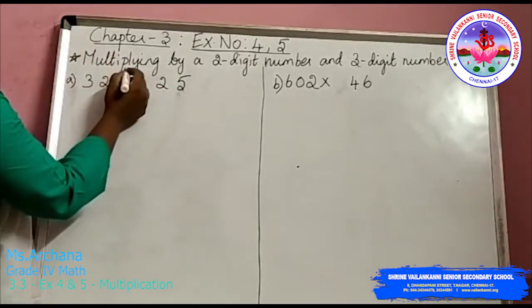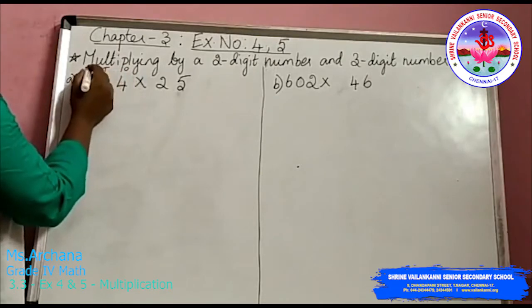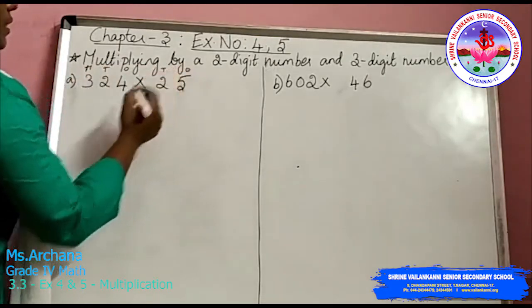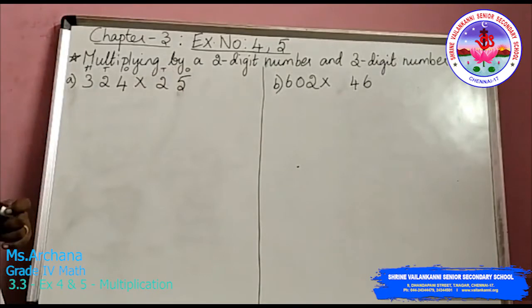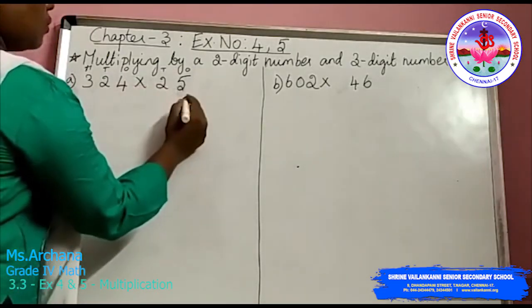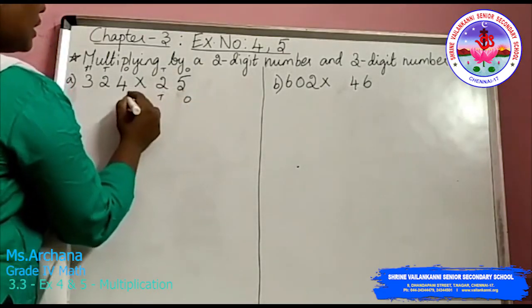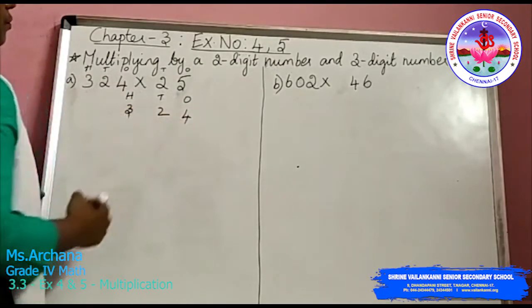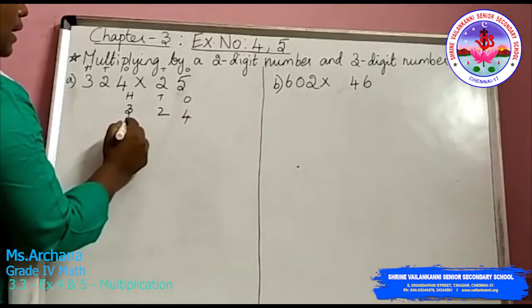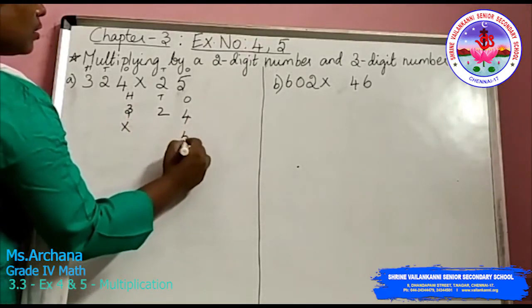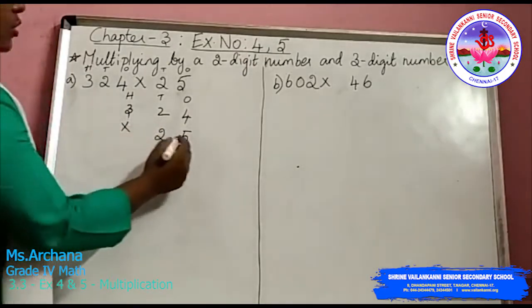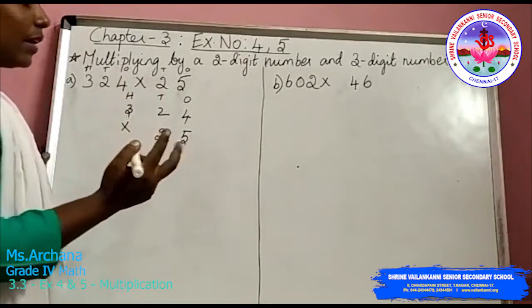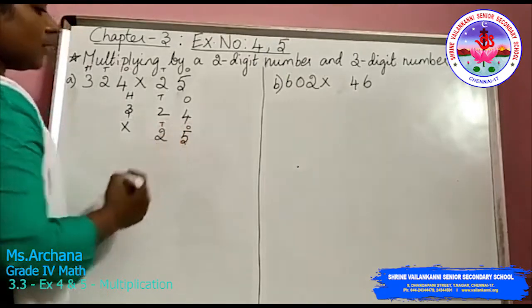number. So here I am writing the place values ones, tens, hundreds. In exercise 3 we saw how to do multiplication with a 1 digit number. The same concept is applied here. So first ones, tens, hundreds I am writing for this number: 4, 2, 3. This number has to be multiplied with 25. This 25 is a 2 digit number which has ones, tens.